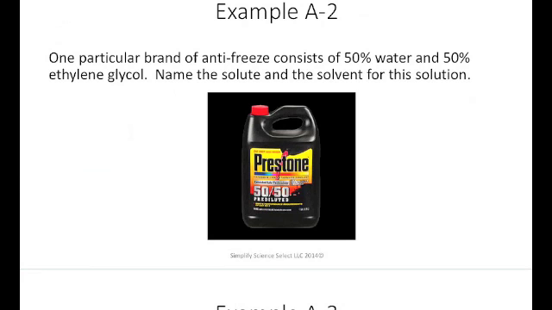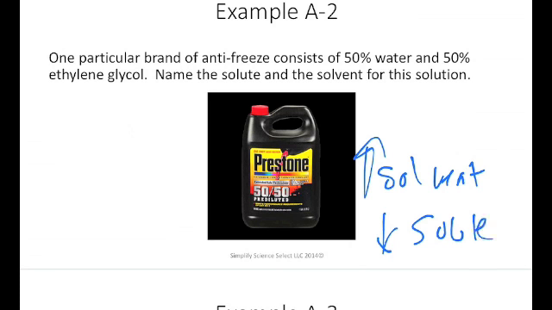In this one, it says one particular brand of antifreeze consists of 50% water and 50% ethylene glycol. Name the solute and solvent for this solution. This is kind of one of those tricky ones because generally speaking, there is more solvent and less solute. But it gets tricky when you have a 50-50. Generally speaking, whenever you have a 50-50, you go with water. You would say that the ethylene glycol is dissolved in the water, even though technically neither is correct.